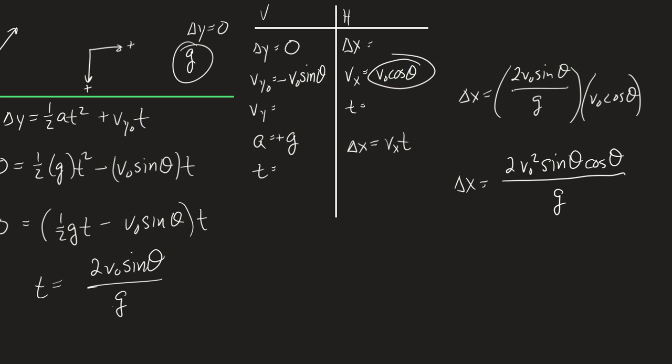Like, I tell you I want you to hit a target 40 meters away, and you're going to use an angle of 50 degrees, and you tell me how fast to kick the ball. I could rearrange this for v naught, and now I've got an expression that tells me how fast I need to do something to get to where I want to go.